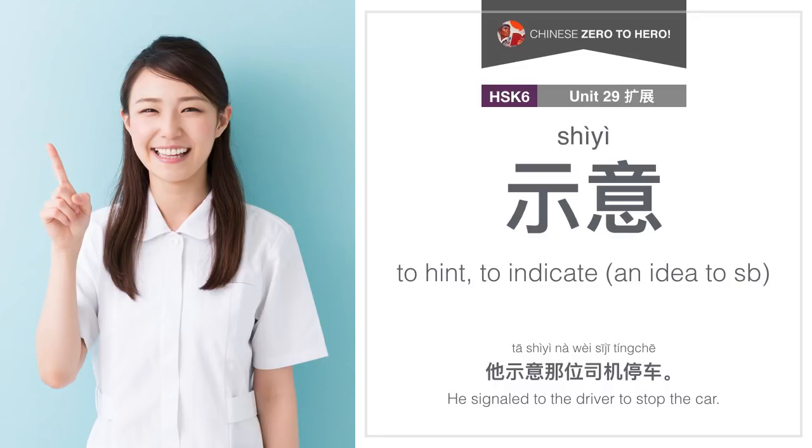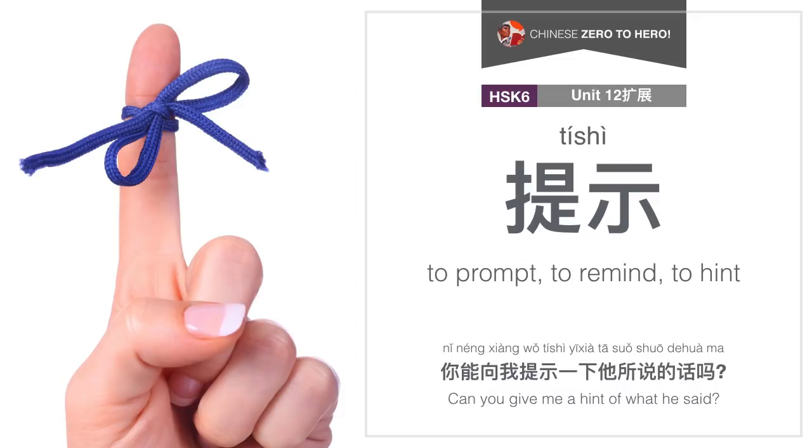That is indicating an idea to somebody. 他示意那位司机停车。He signaled to the driver to stop the car. In HSK 6, we also learn the word 提示, meaning to prompt or to remind or to hint. 你能向我提示一下他所说的话吗？Can you give me a hint of what he said?